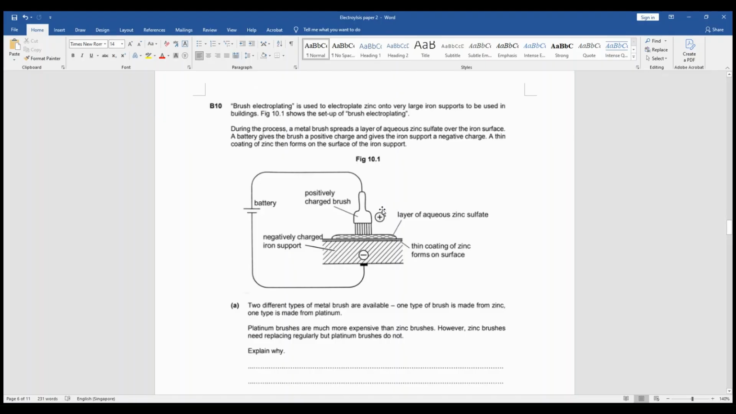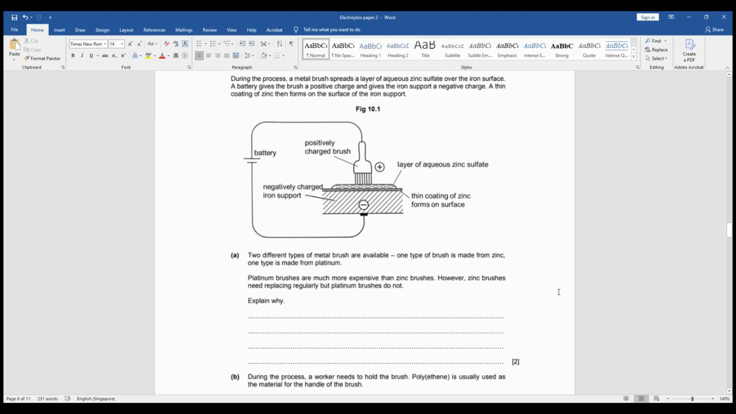Okay, two different types of metal brush are available. One type of brush is made from zinc. The other type is made from platinum. Platinum brushes are more expensive. However, zinc brushes need replacing regularly, of course, because the zinc will get thinner and thinner. Okay, I hope you can see that.